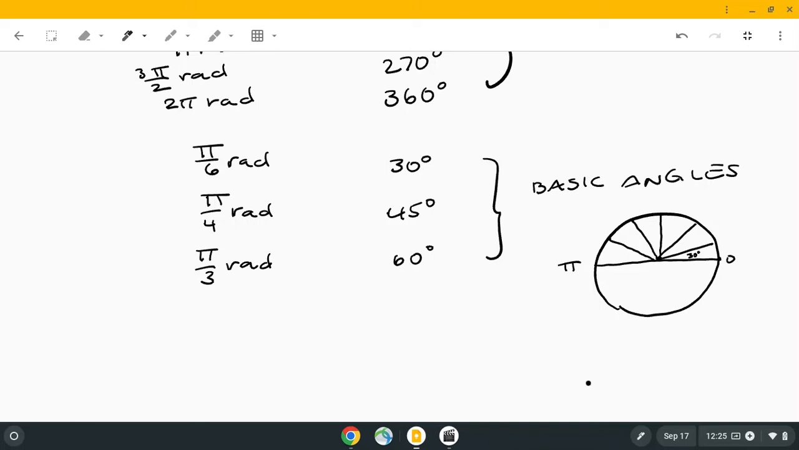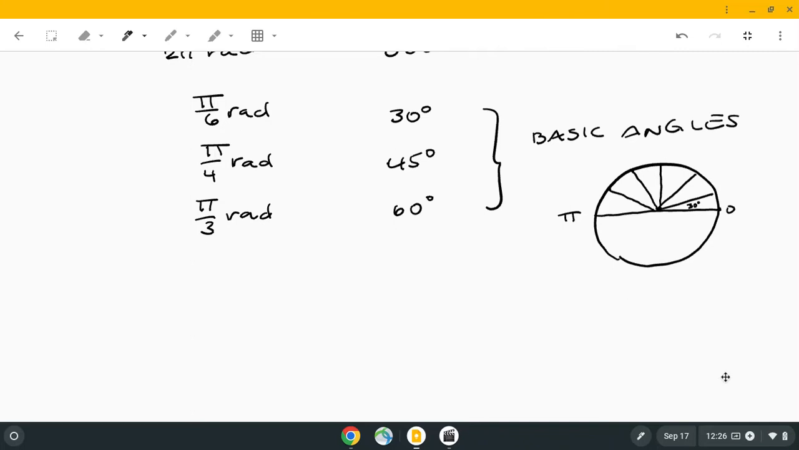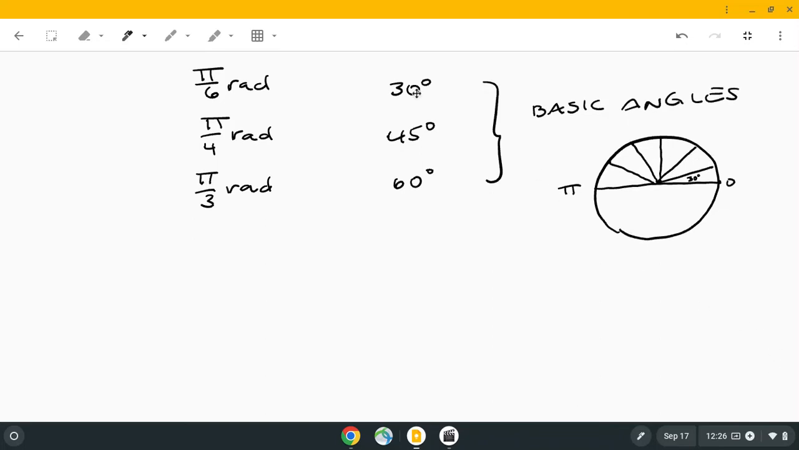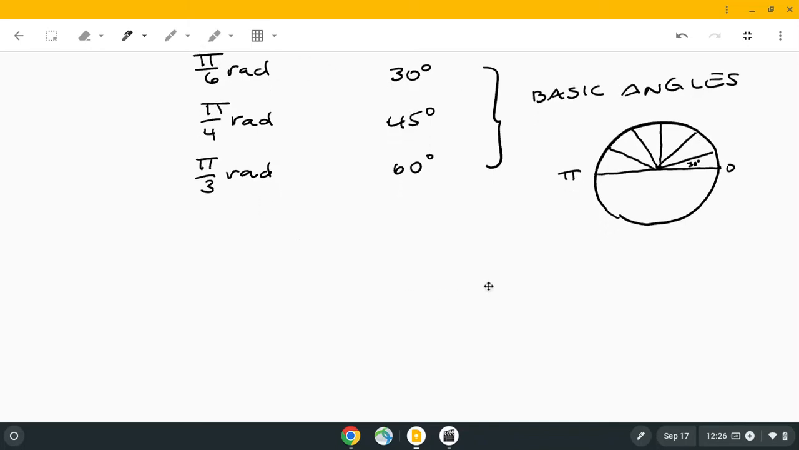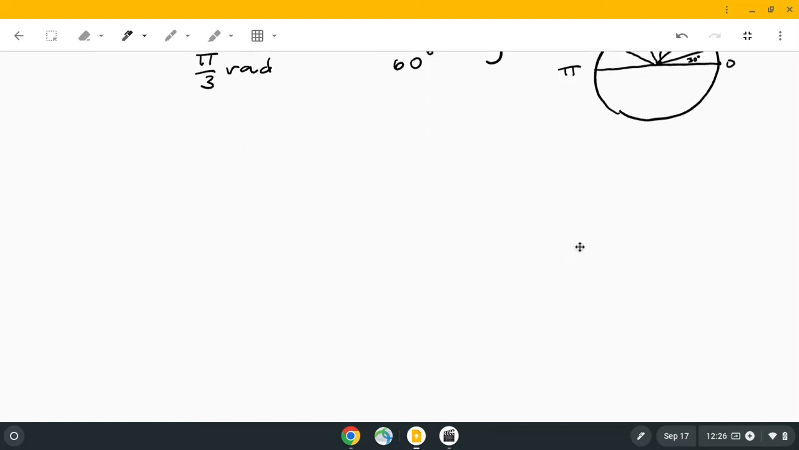Okay, so hopefully that makes some sense. So let's take a look at converting just in general. Suppose that we don't have 30 degrees. Great, we have these memorized, 30, 45, and 60. Those are equivalent to pi over 6, pi over 4, and pi over 3. But what if I have something like 72 degrees, right? How do I convert that? Okay, so let's take a look, converting.